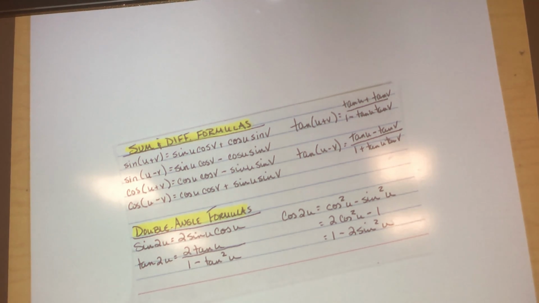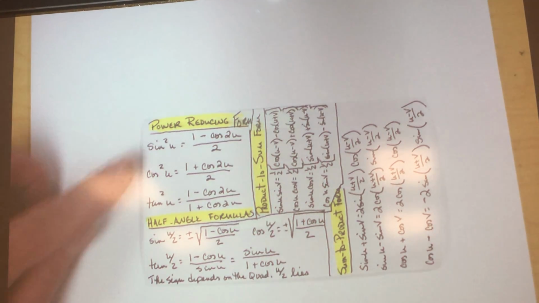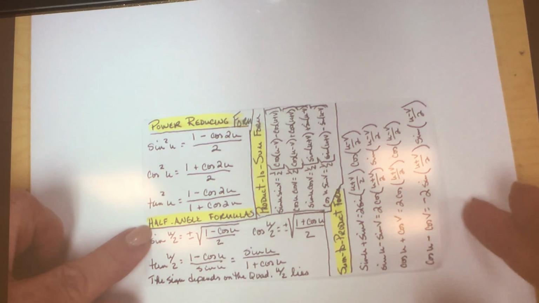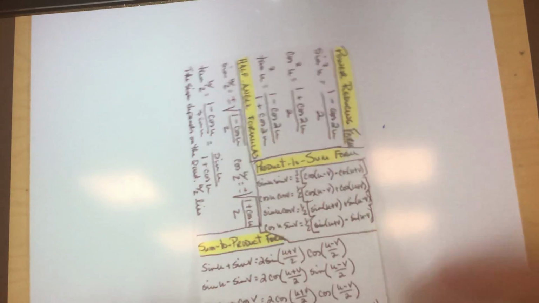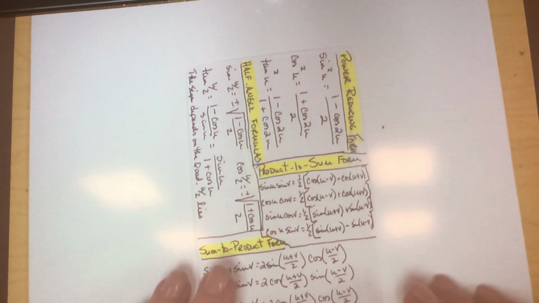Last week you wrote a card and it had all the formulas on it. It had sum and difference formulas, double angle formulas, power reducing, half angle formulas, product to sum and sum to product. Okay, so this is my note card. This is what we're using. All right, we are doing 5.4.